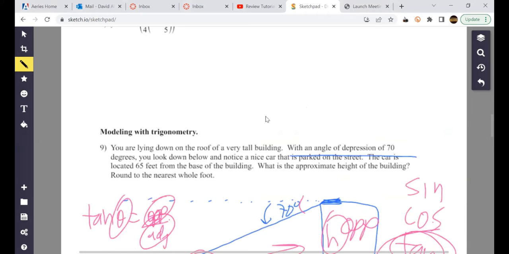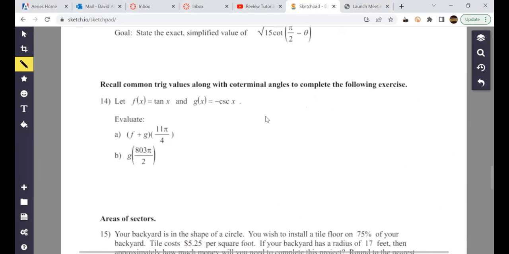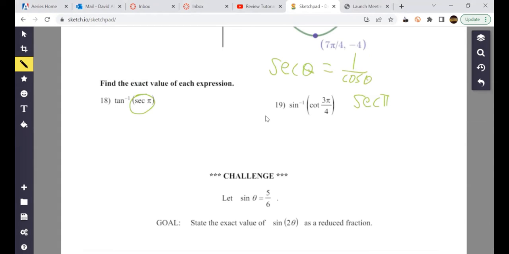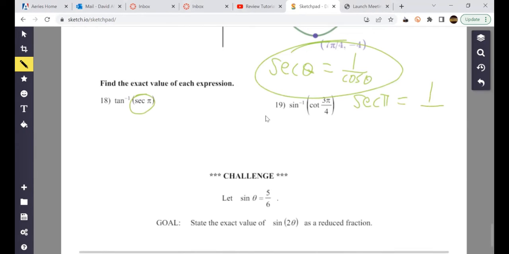Now looking at number 18. Number 18, there we are. Find the exact value of this right there. So let's see. I would begin by looking at the inside. Let's take secant of pi and do some scratch work over here. Secant of pi. Well, remember a fact: secant of theta is the same as 1 over cosine theta. So based on this fact, secant pi is the same as 1 over cosine pi.